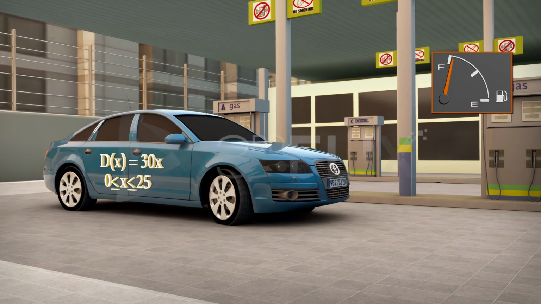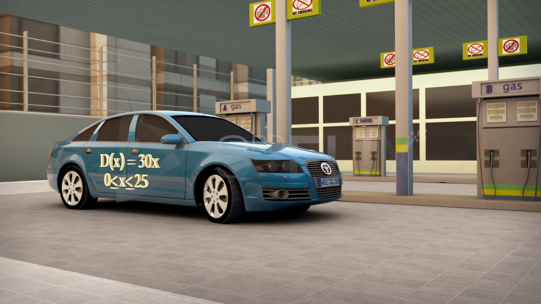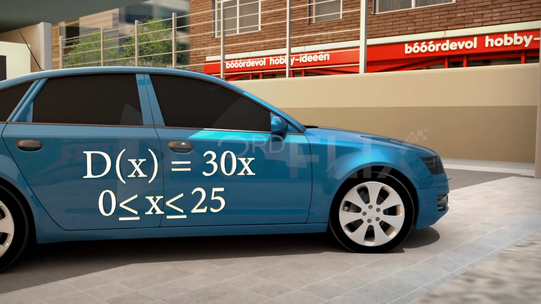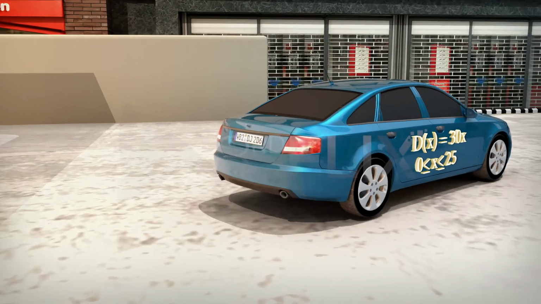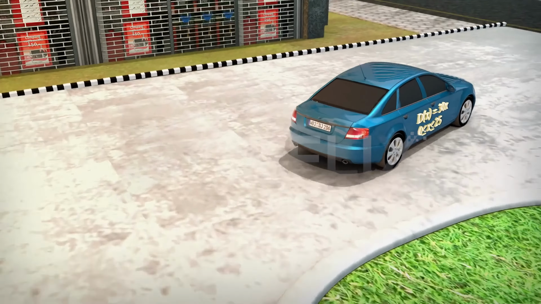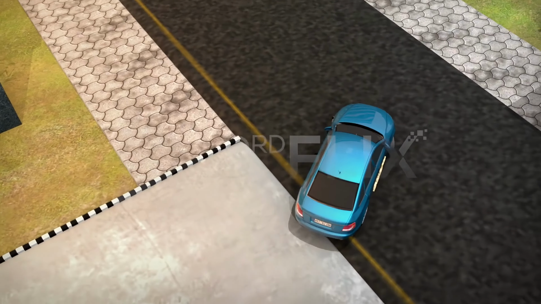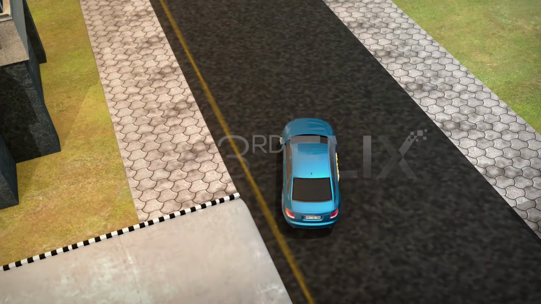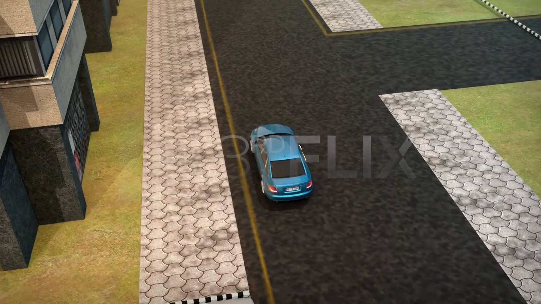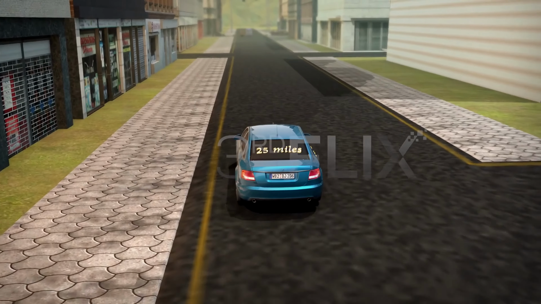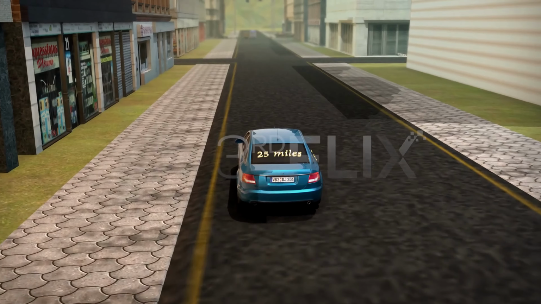In this function, the number of gallons used can be anywhere from 0 gallons to 25 gallons, since the tank holds 25 gallons of gas. Mathematically speaking, the number of gallons Sriram can possibly use would be the domain of the function, and the possible number of miles traveled would be the range of the function.